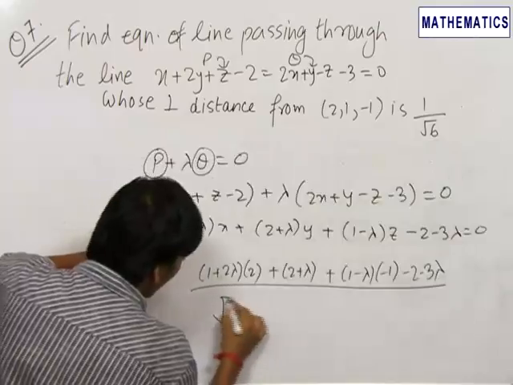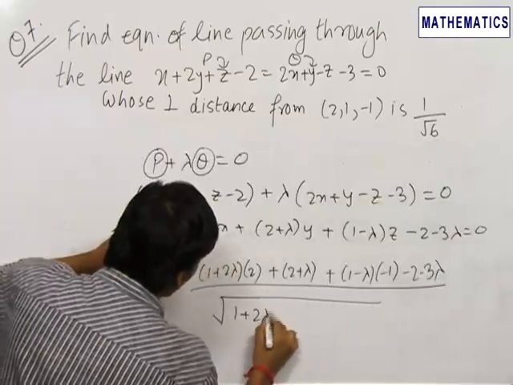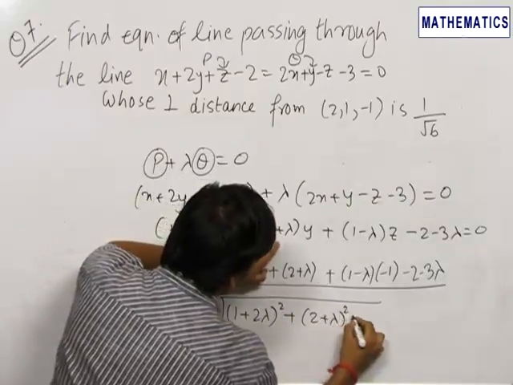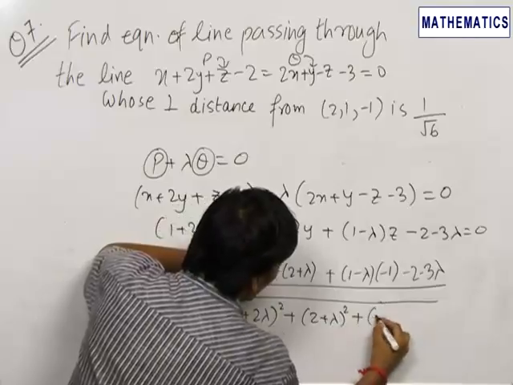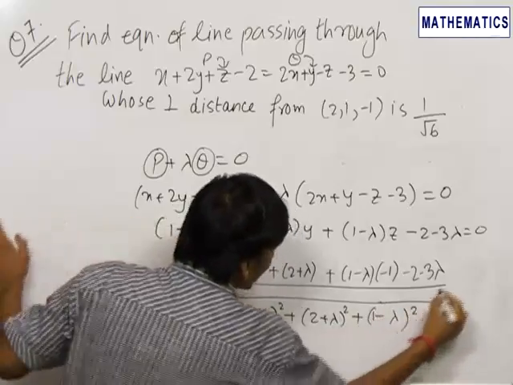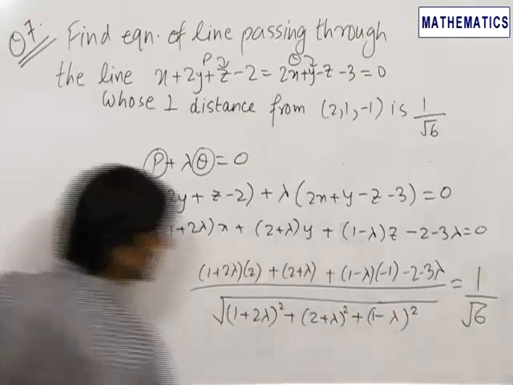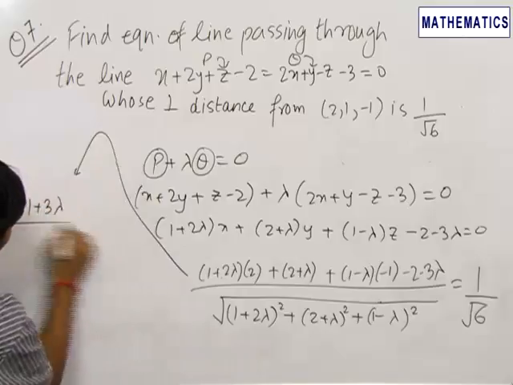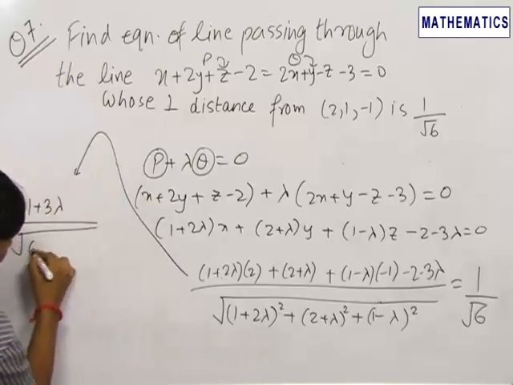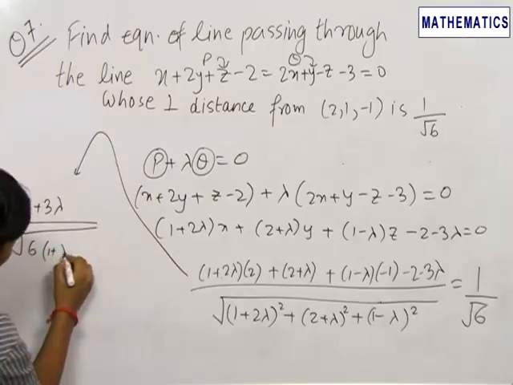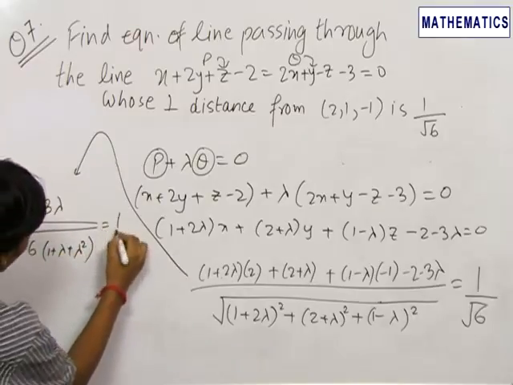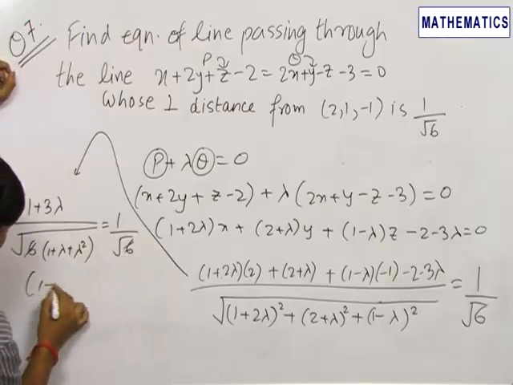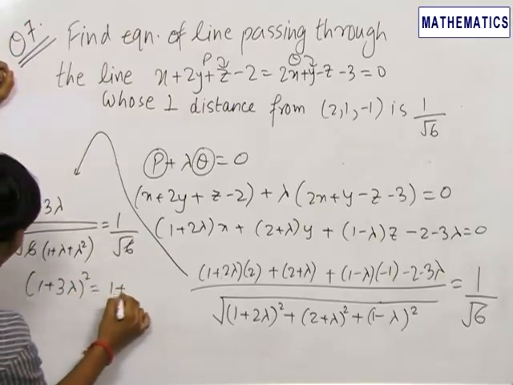root over (1 plus 2 lambda) whole square plus coefficient of y, that is (2 plus lambda) whole square, plus (1 minus lambda) whole square, and this is given to be equal to 1 upon root 6. On solving this we get (1 plus 3 lambda) upon root over 6 times (1 plus lambda square) is equal to 1 upon root 6. We can cancel root 6 from both sides to get (1 plus 3 lambda) whole square is equal to 1 plus lambda square.